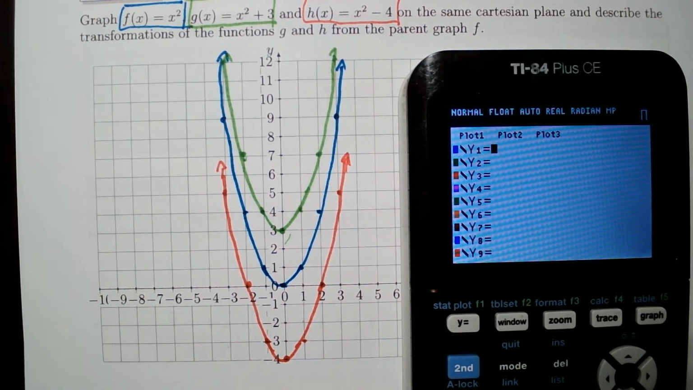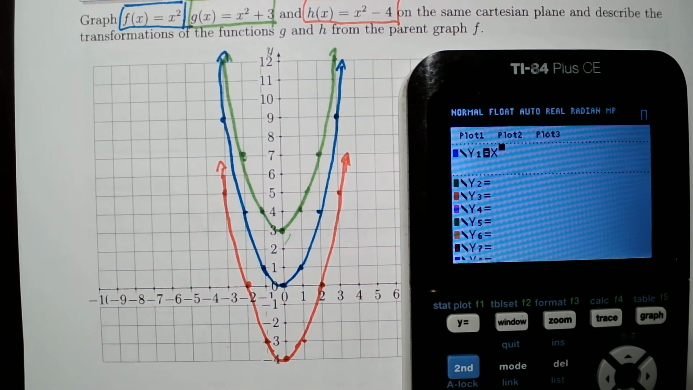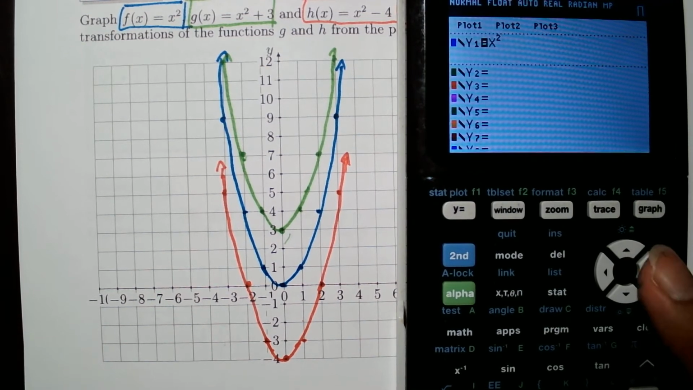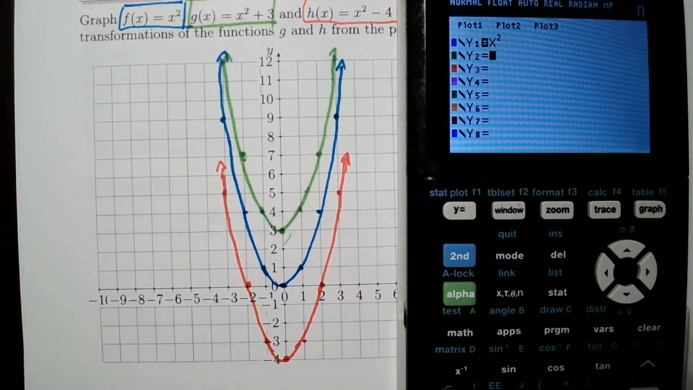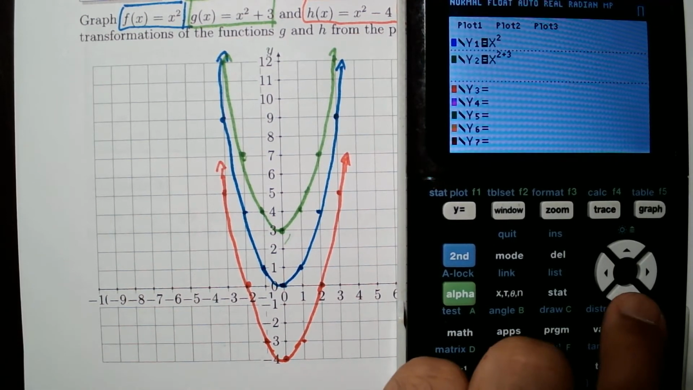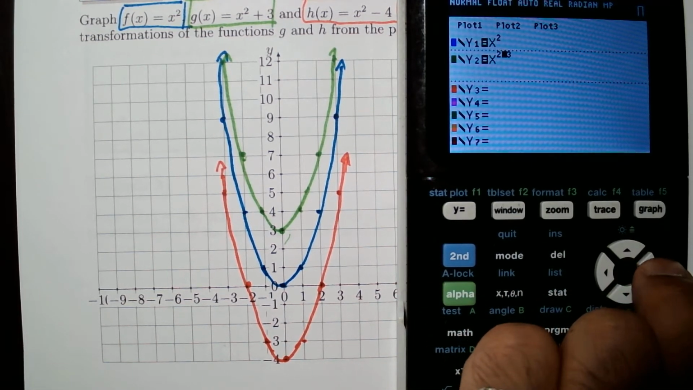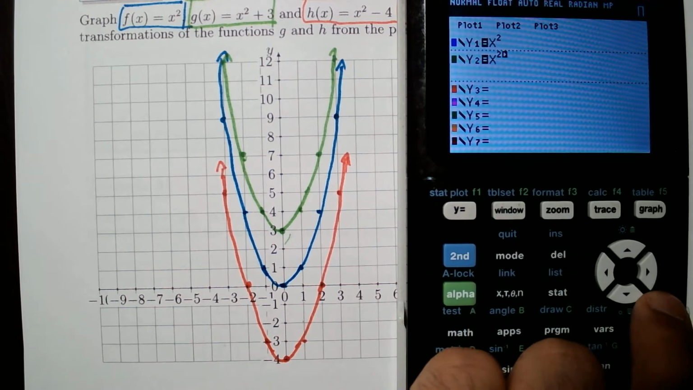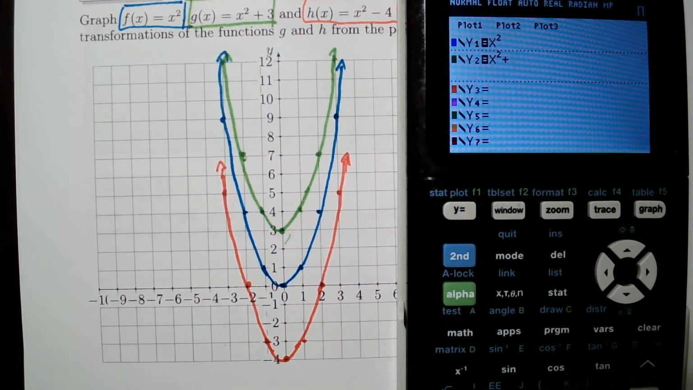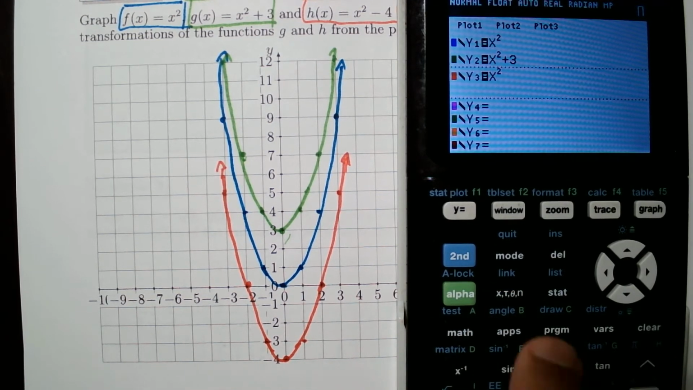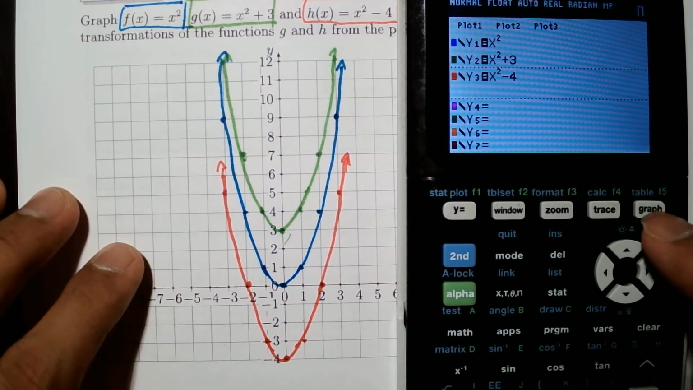So I'm going to have x squared, x to the second, and then x to the second plus 3, and then oops, no, not over here, not this plus 3. Let me delete plus 3, and then x squared minus 4, and then we're going to click graph.